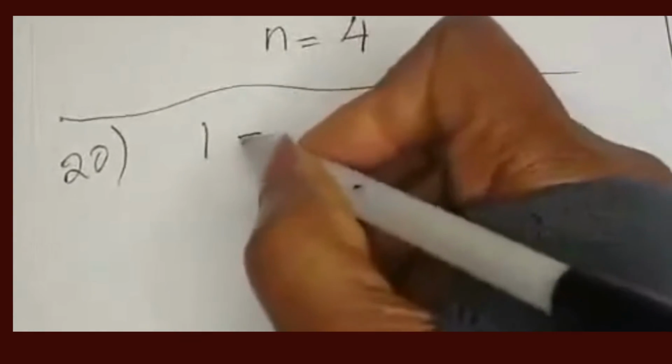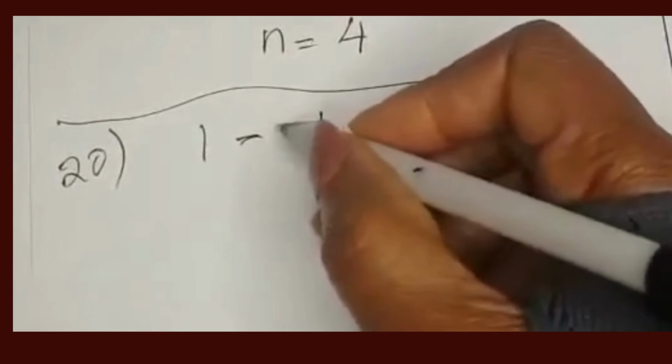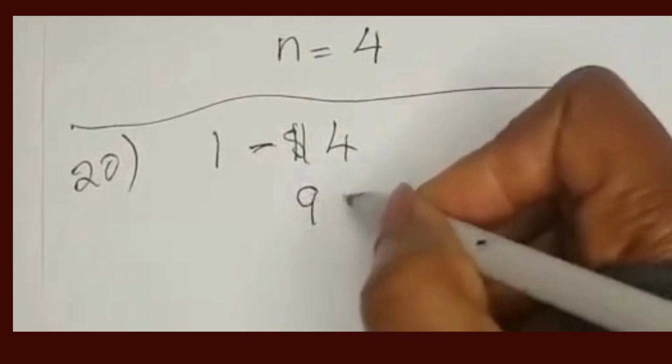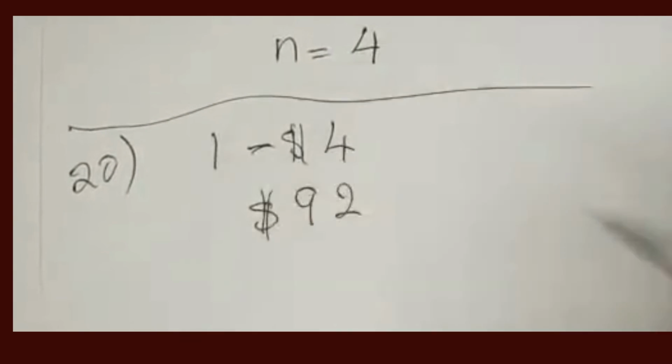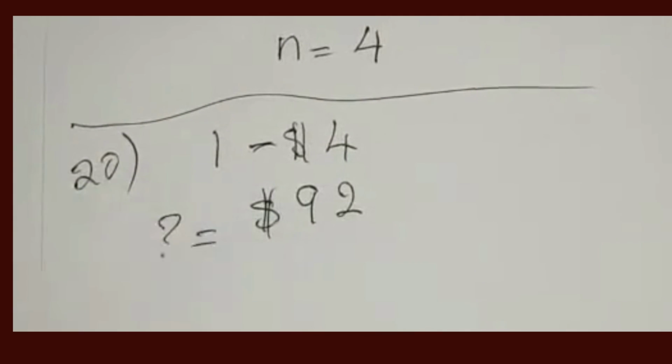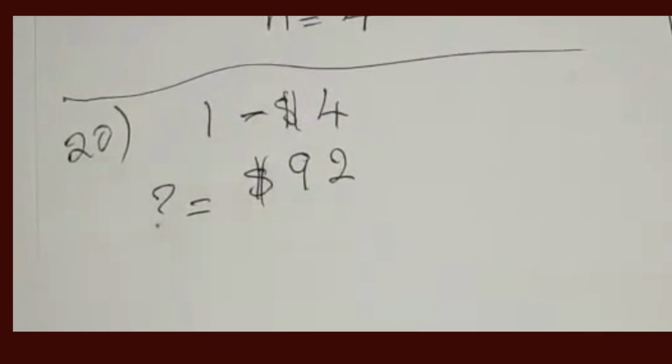One candle will give you $4. Okay, now she spent $92. How many candles did she buy? That's all they are trying to ask you. They want you to tell them how many. They want you to write a formula using C and J. No, I'm not using C and J. I'm going to use C and Nikki. Let Nikki be our C.